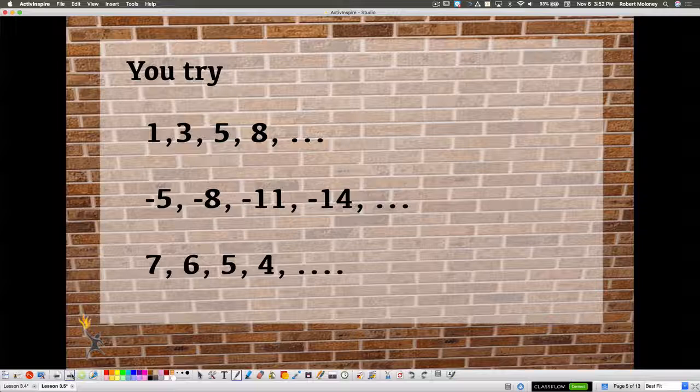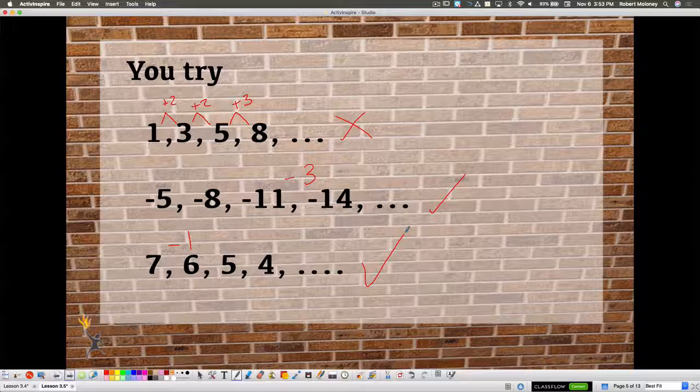Now that you've done those last 3, let's take a look if it's an arithmetic sequence. So we take a look at the first one. It goes up by 2, by 2, by 3, not an arithmetic sequence. This one goes down by 3, by 3, by 3. So my common difference is -3. It is an arithmetic sequence. This one goes down by -1. So it is an arithmetic sequence. All right, let's move on to the next idea.